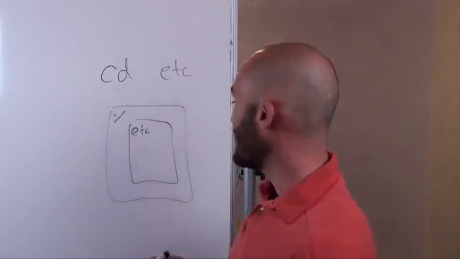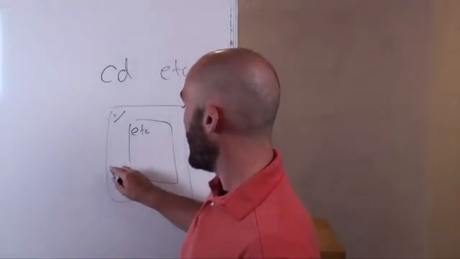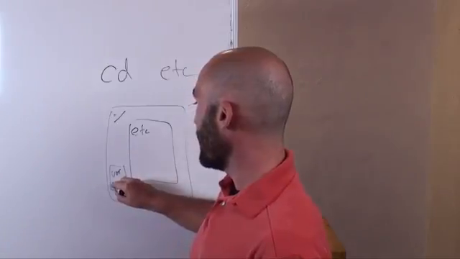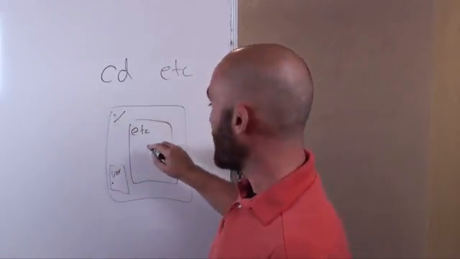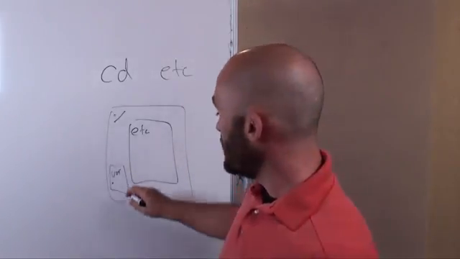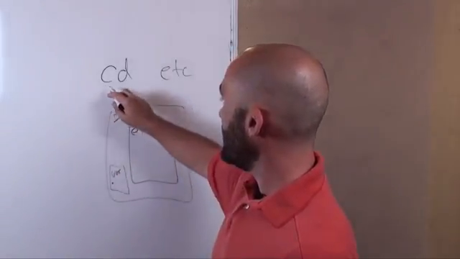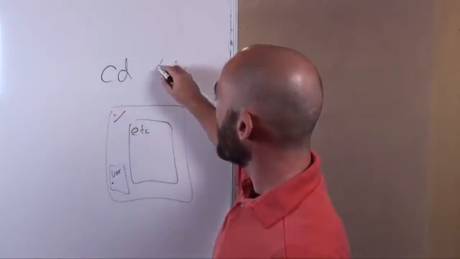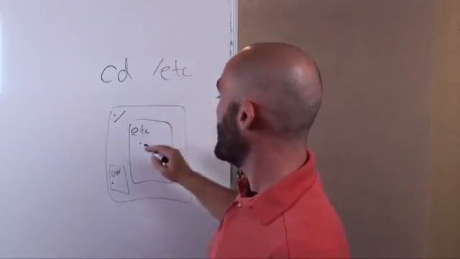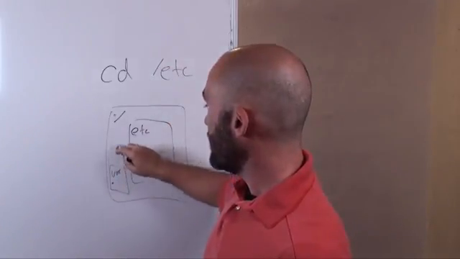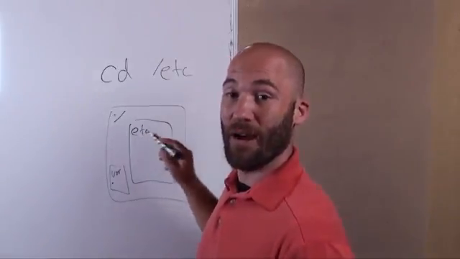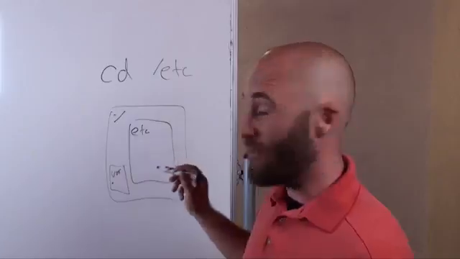Now, if you're trying to get to the etc folder, but let's say you're over here in the var folder, which is in root, and you're trying to get to the etc folder that's in root. What you would do is cd space forward slash etc, because forward slash means root. So that means it'll make you go to root, and then it'll drop you into the etc folder in root. So this is very, very, very important.